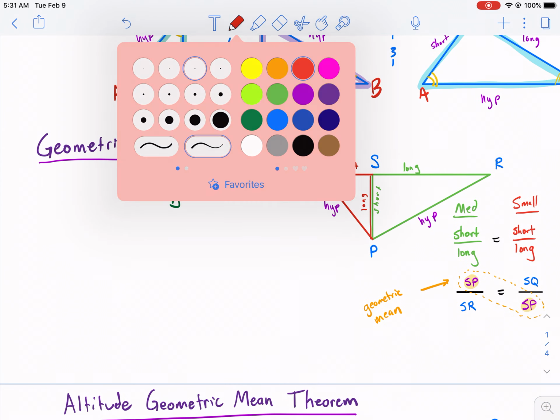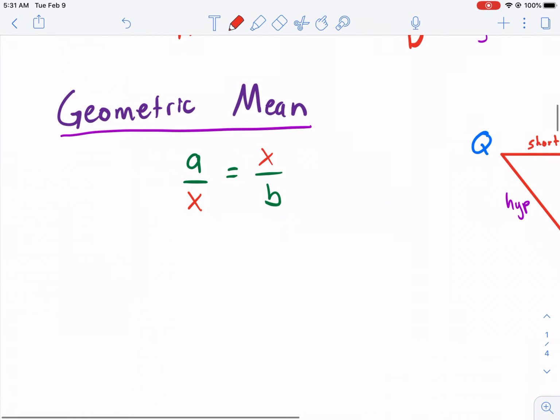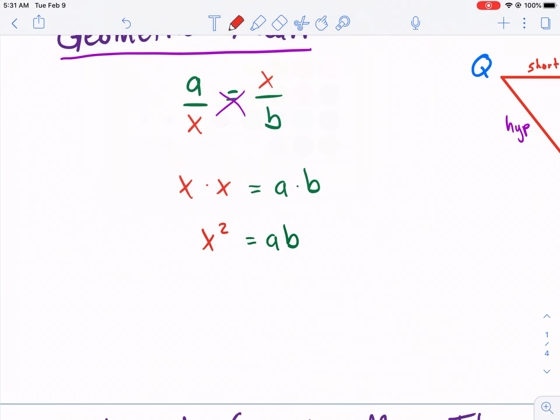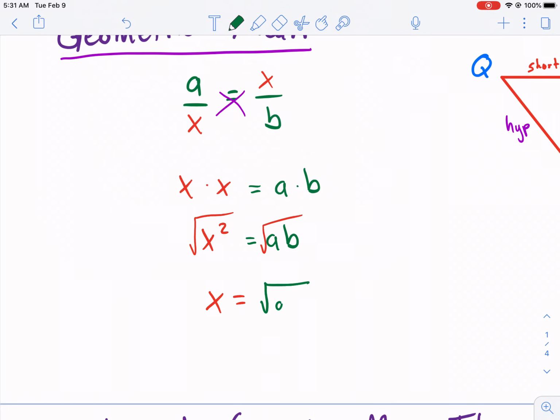Well, because we have a new situation. If we have a over x equal to x over b, what happens? Well, we learned in our proportions that we're going to cross multiply to solve for x. What happens when we cross multiply? Well, we get x times x on the left equal to a times b. Well, let's simplify this further. We get x squared equals ab. To get x by itself then, we're going to have to take the square root of both sides. So we're left with x equals the square root of a times b.